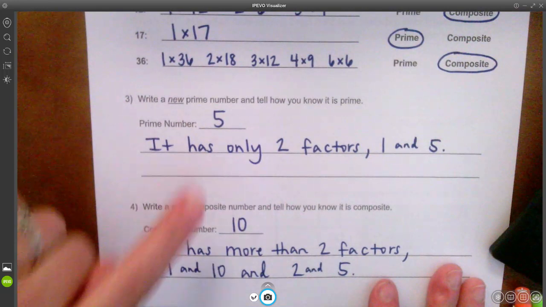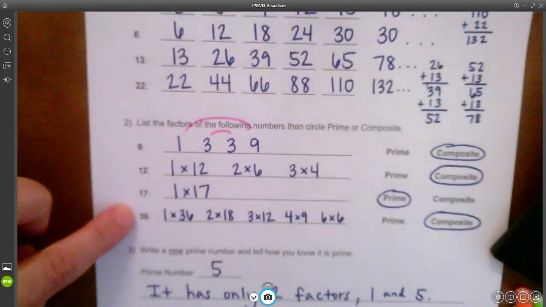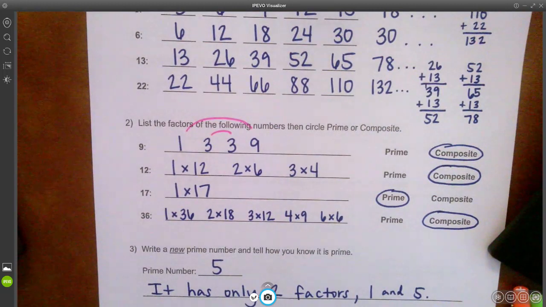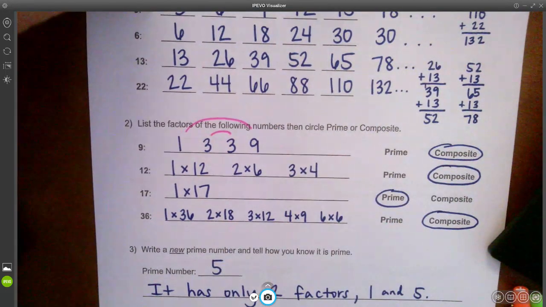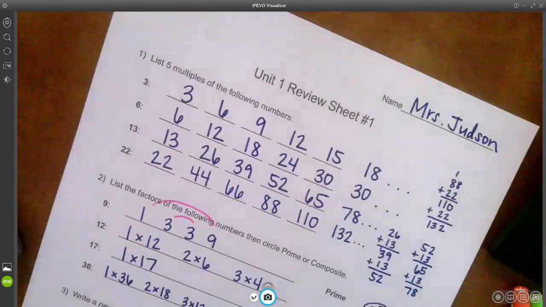So again, it has to be prime, it has to be composite, and it just needs to not be one of those 4 numbers from up above, okay? Since we already kind of did that together. All right? So if yours is a little different, no problem. Let's go on to page 2.